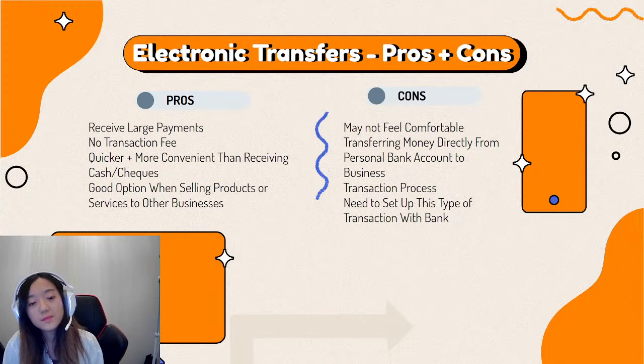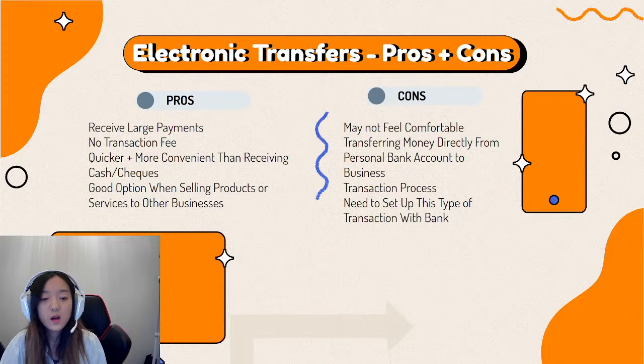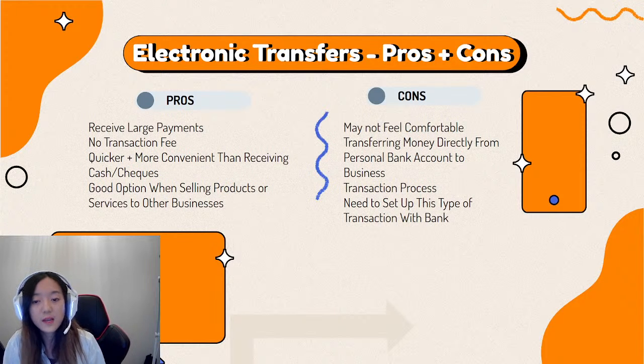Now, onto the cons. Not all customers may feel comfortable transferring money directly from their banking account to yours, and that is respectable because it is confidential information that not everyone wants to share with businesses. Electronic transfers for you would be the customer taking money from their personal banking account and putting it into yours, which is a business account. Not everyone may feel comfortable with this method due to that fact. On top of safety, you also need to consider the time it takes to set up this transaction with your financial institution. A business account requires more steps and protection as you'll be accepting a lot more transactions each day, unlike a regular personal account.